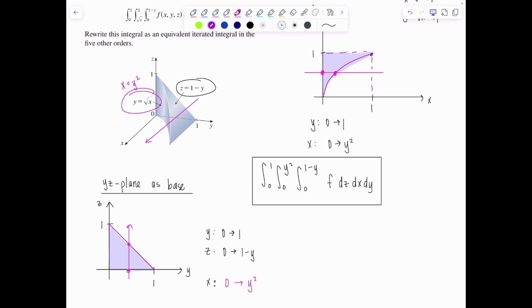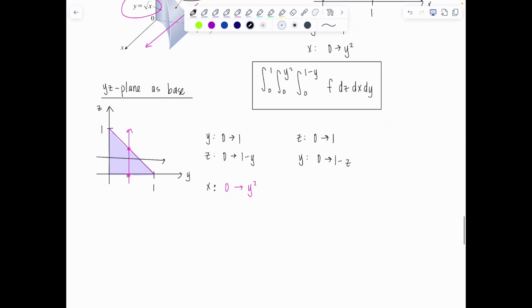Okay, now let's switch it around the other way. If z were the constant, the outermost limits, what should they be? 0 to 1 again. And then limits for y: 0 to 1 minus z, right? That one's easy. And same limits for x. Okay, so then we can write the two orders.